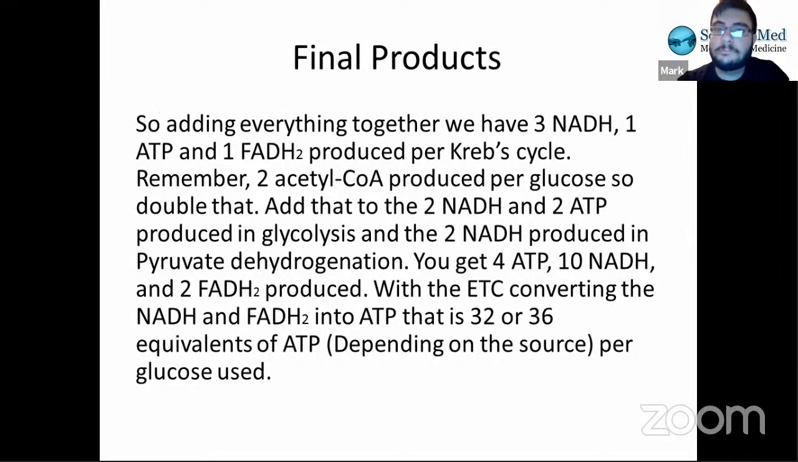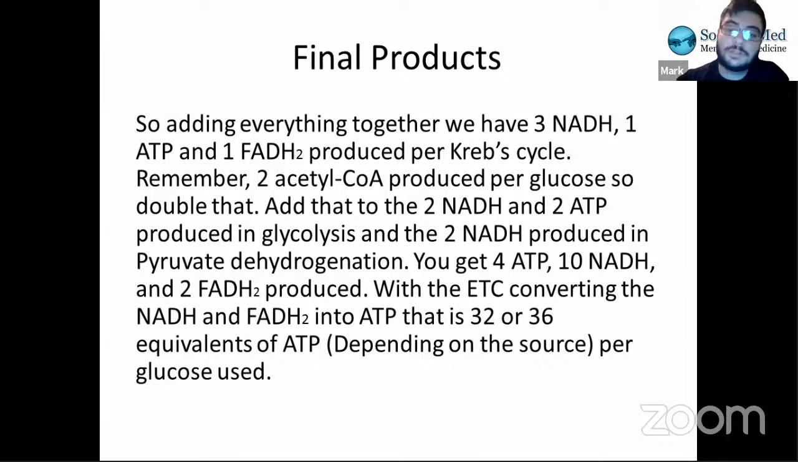So the final products of everything, right? Adding everything together, we have 3 NADH, 1 ATP, and 1 FADH2 produced per Krebs cycle. Remember, 2 acetyl-CoA per glucose, so double that: 6, 2, and 2. Add that to 2 NADH and 2 ATP produced in glycolysis, and the 2 NADH produced in pyruvate dehydrogenation. Adding this all up, you get 4 ATP directly, 10 NADH, and 2 FADH2 produced.